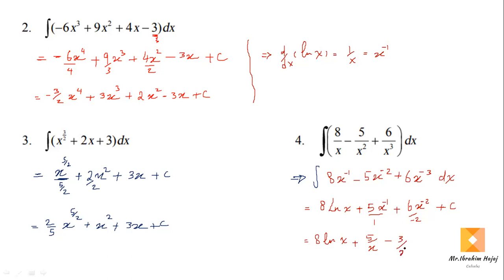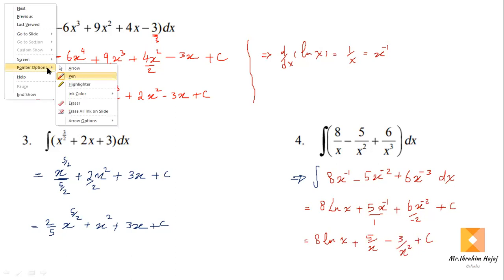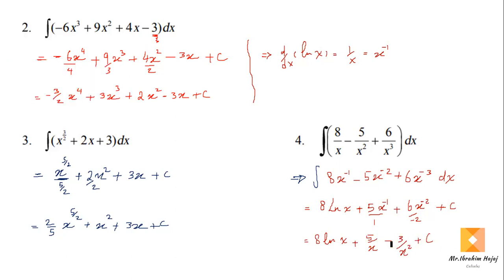Negative 3. Do you have any question? Over x squared plus what? Plus c. Mister, the 5x to the power negative 1 should be over negative 1, not 1? It was first negative, and dividing by negative 1 we flip it to positive. So your answer here is 8 ln x plus 5 over x minus 3 over x squared plus c.